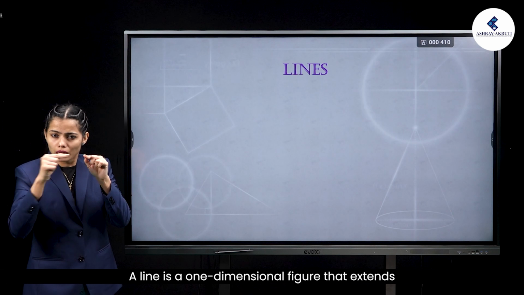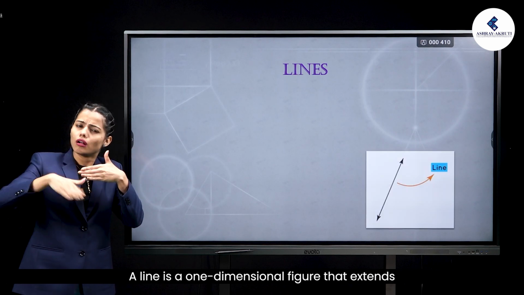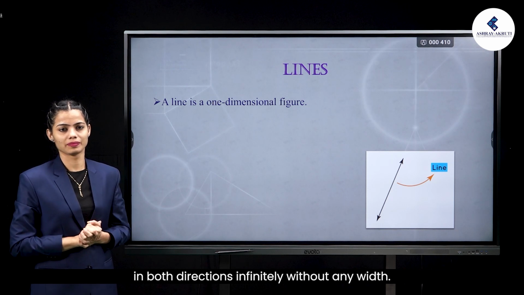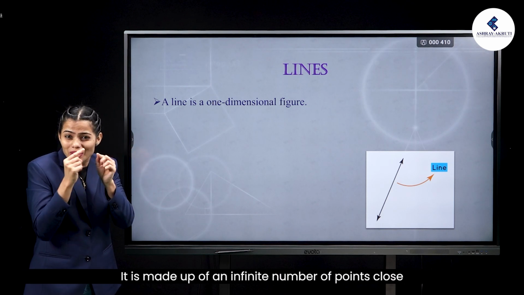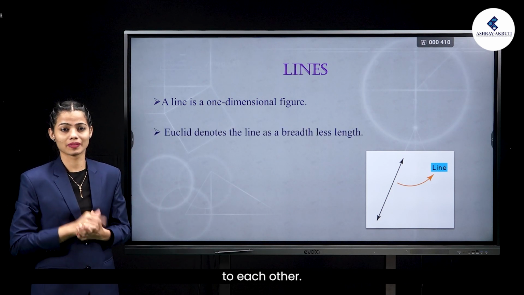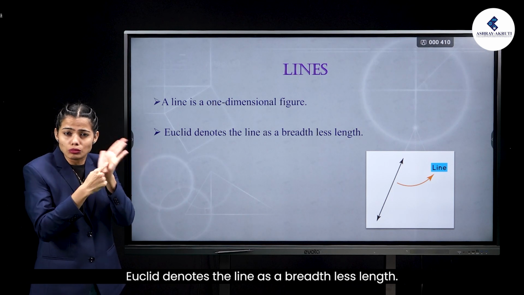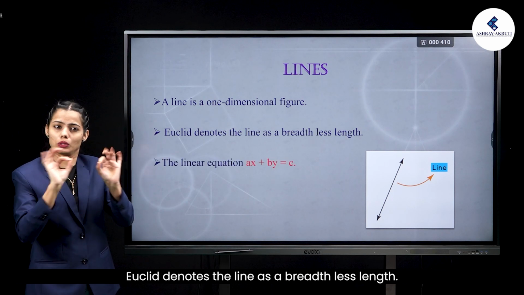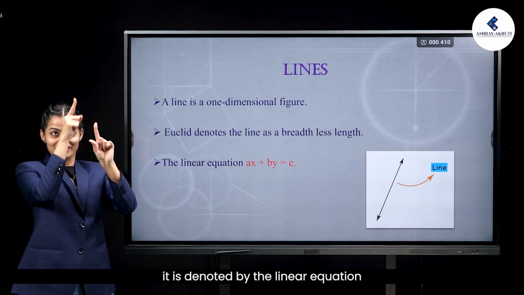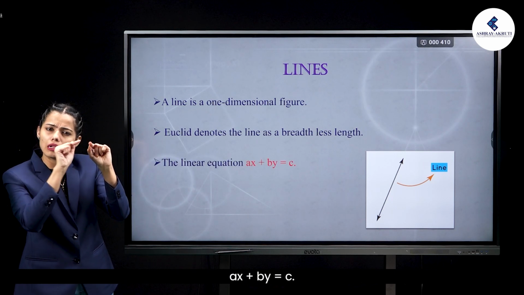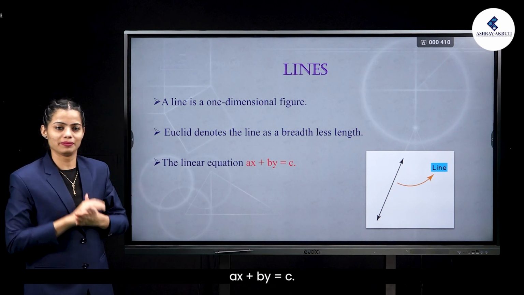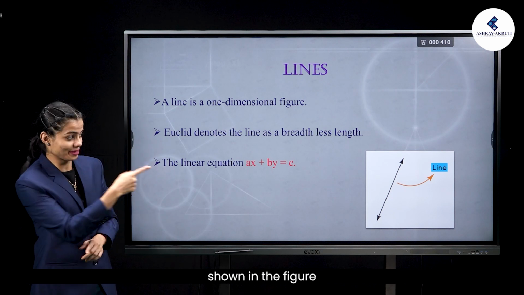Lines. A line is a one-dimensional figure that extends in both directions infinitely without any width. It is made up of an infinite number of points close to each other. Euclid denotes the line as a breadthless length. In a Cartesian plane, it is denoted by the linear equation ax plus by is equal to c. Observe the line shown in the figure.